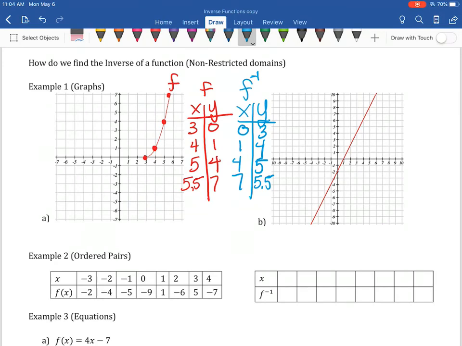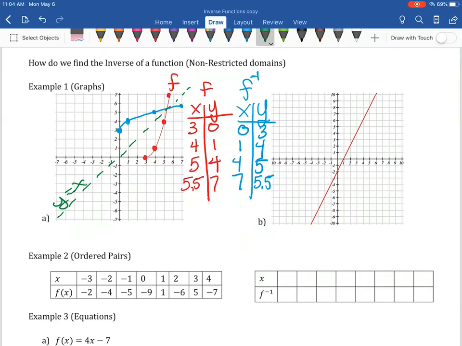So I have the point (0, 3), (1, 4), (4, 5), and then (7, 5.5). When I connect those, I get this picture. Now because you're switching the x's and the y's, when you graph it, it's going to look like a reflection across the line y equals x. Here's my line y equals x.